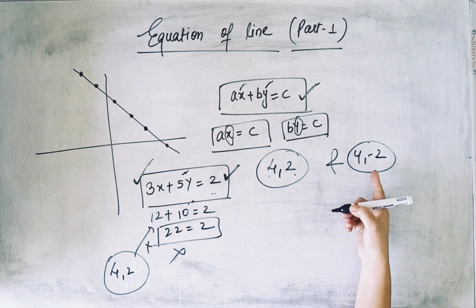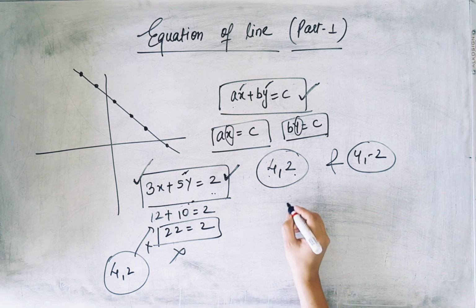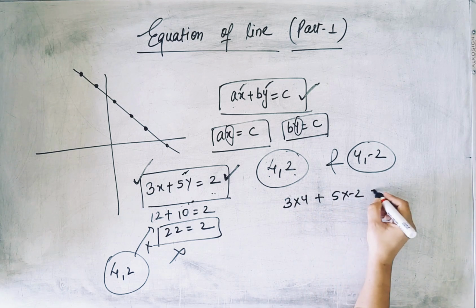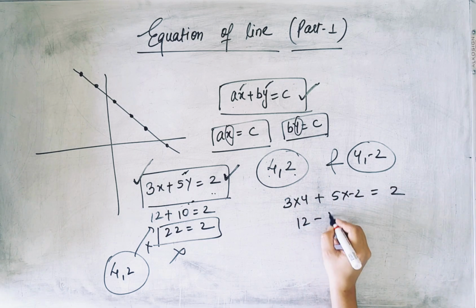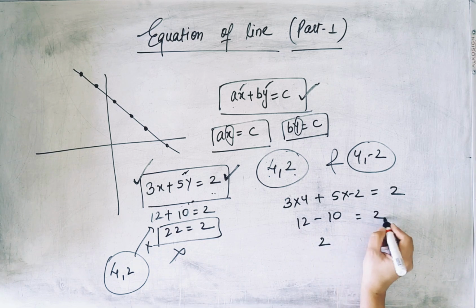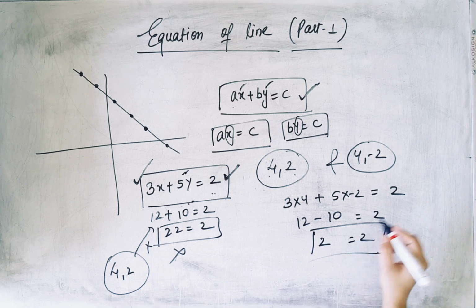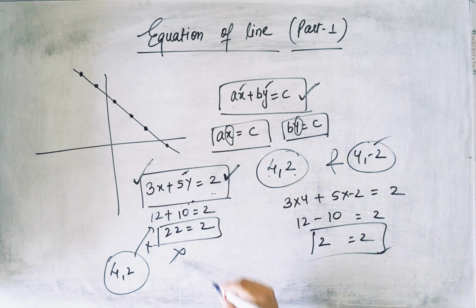But now if I substitute the point 4 comma minus 2, so 3 into 4 plus 5 into minus 2, I'll get 12 minus 10, which will be 2 equals 2. So here LHS is equal to RHS, that means 4 comma minus 2 lies on the line which is represented by this equation.